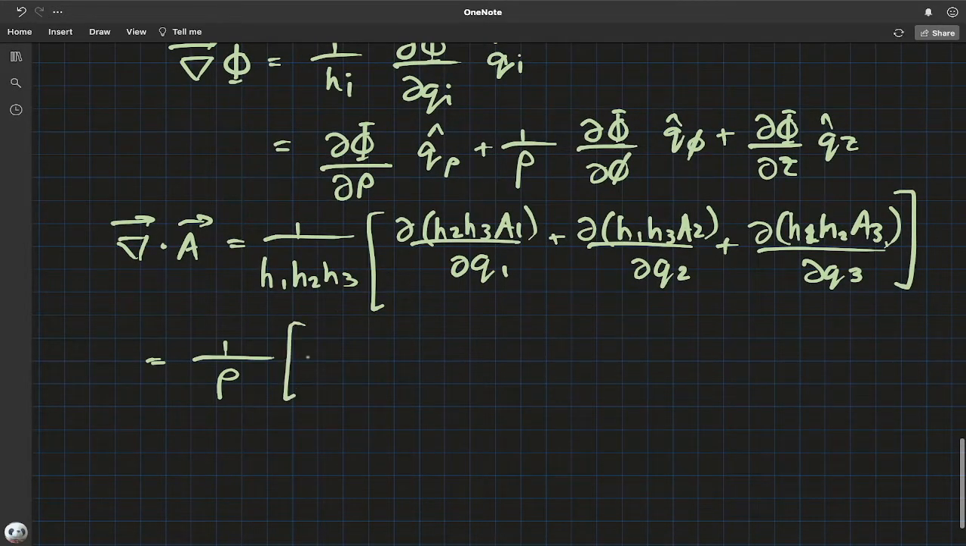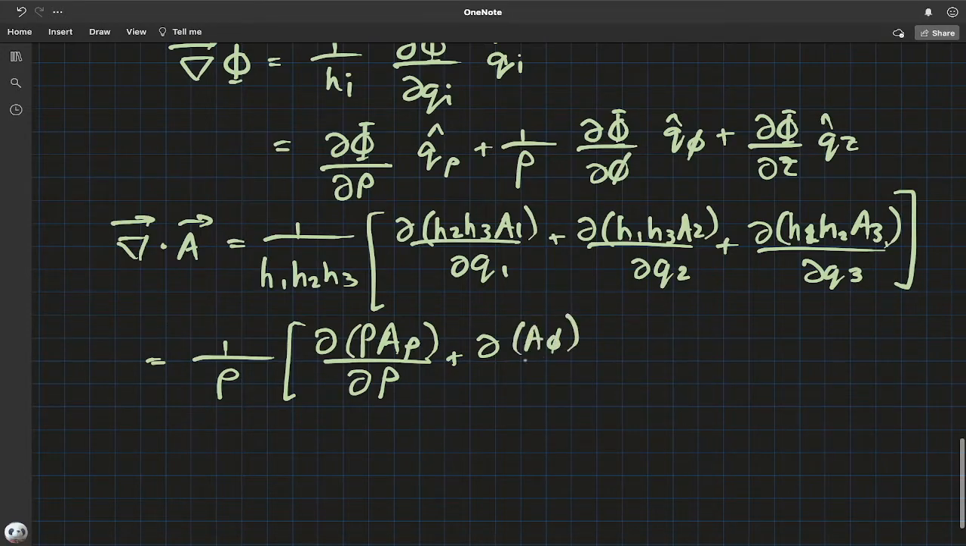So all we do is have this 1 over rho and fill everything in: partial rho a sub rho, so this is the rho-th component of vector field A, with respect to rho, plus partial a sub phi with respect to phi, plus partial rho a sub z with respect to z.